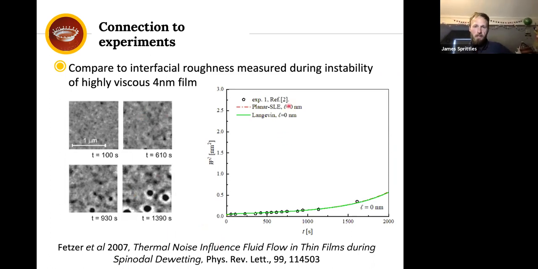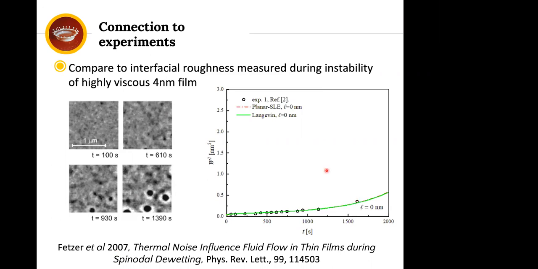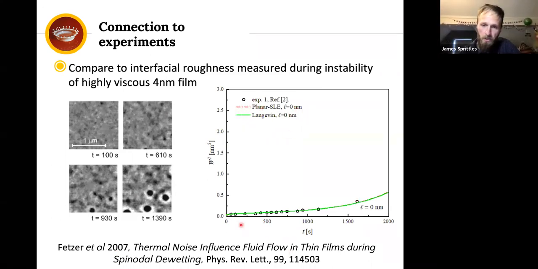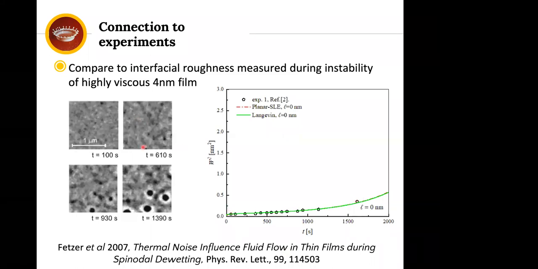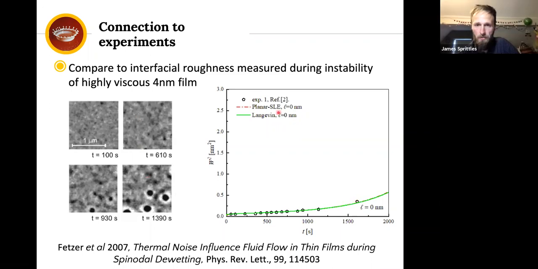And what they use is arguments associated with the lubrication equation with no slip. And they show that actually that agrees pretty well with the data. And we see the same agreement with the Langevin model. So it's slightly disappointing in some sense that the two agree so nicely for this experimental case, because we might hope the Langevin model gives us more.